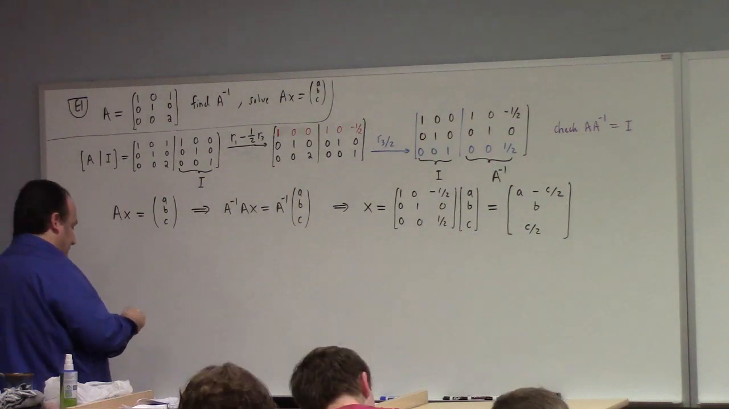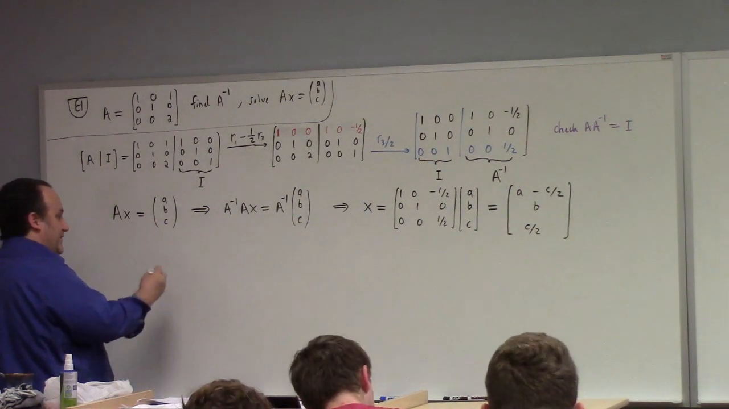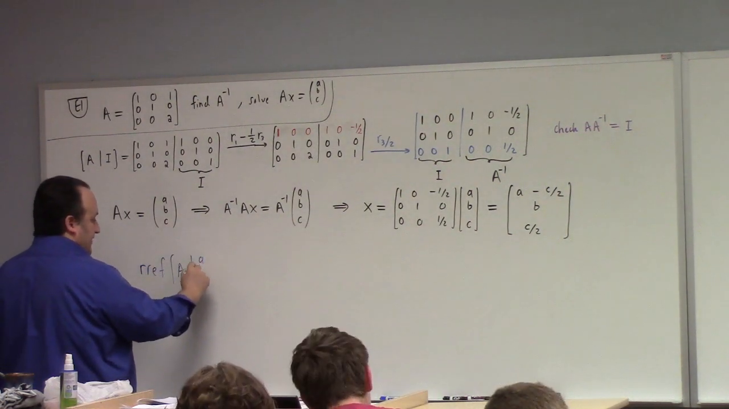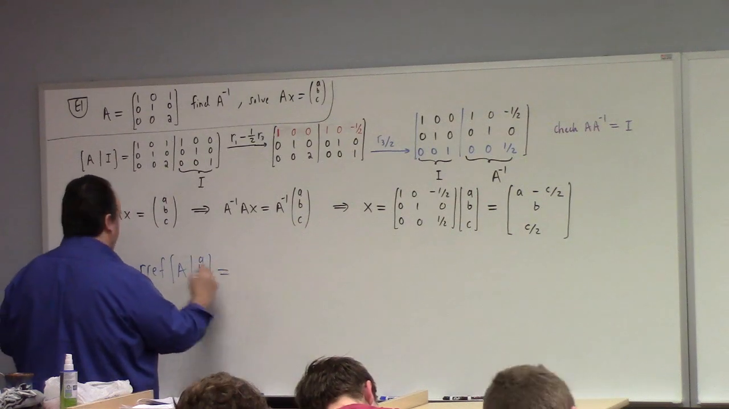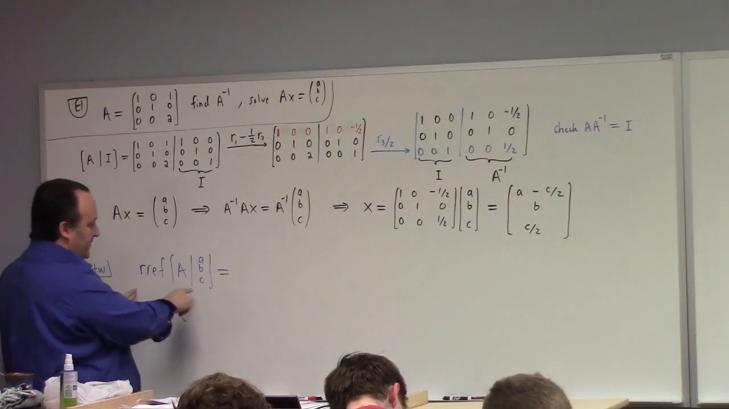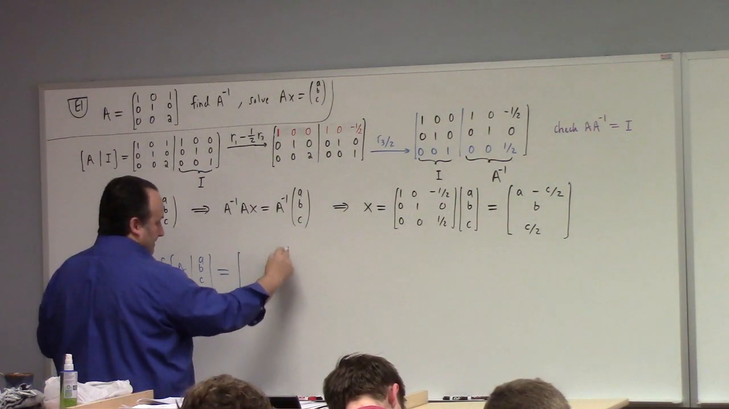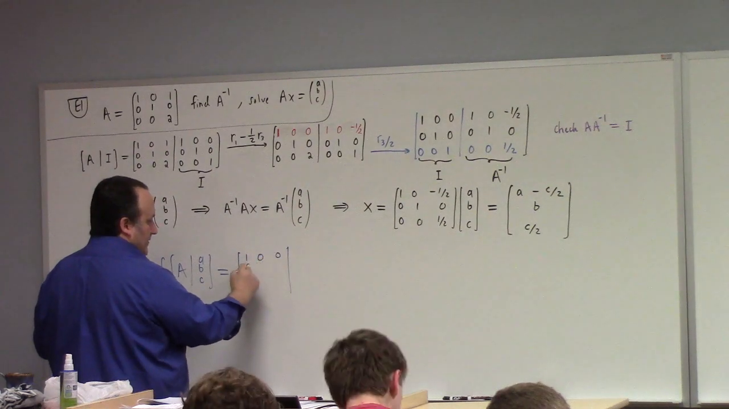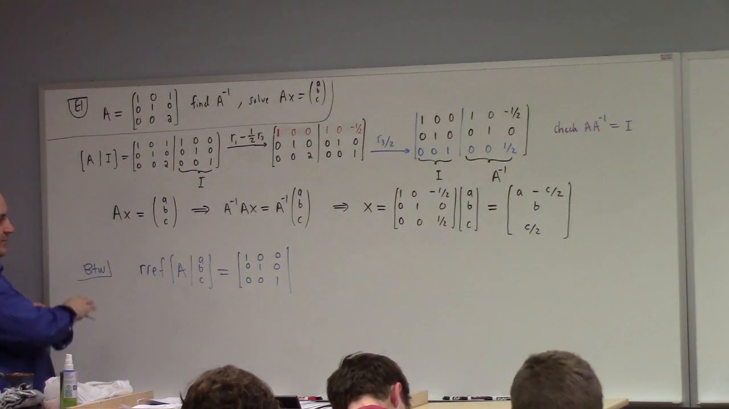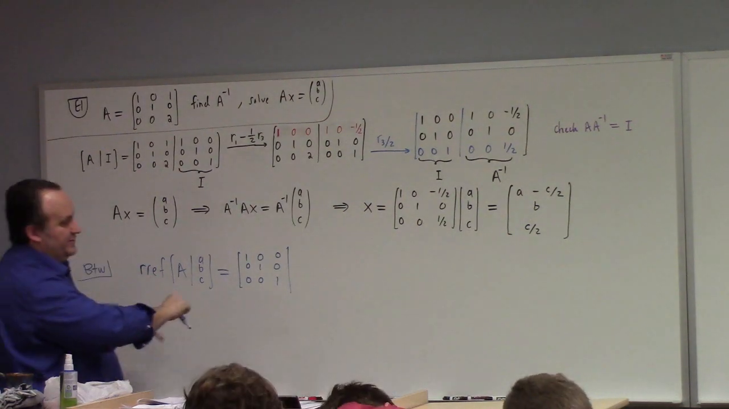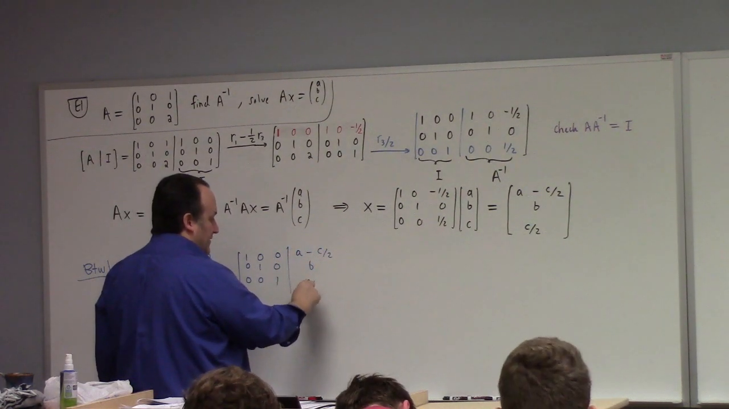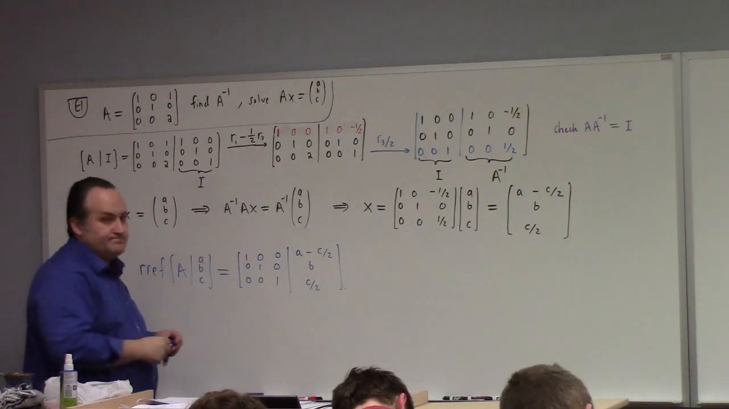What this means, among other things, is that if I was to calculate the reduced echelon form of A with ABC here, what would happen? This is just a side comment. By the way, if we were to do this, it would give us what? We get the identity, right, for the first columns of A. And then what would happen is this ABC would reduce to what? A minus C over 2, B, and C over 2, actually. That's what would happen there.